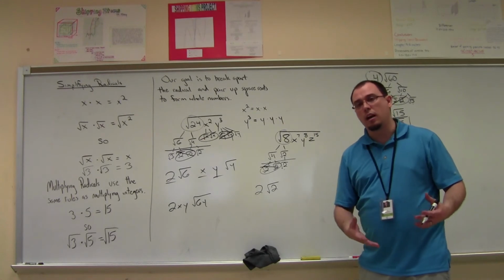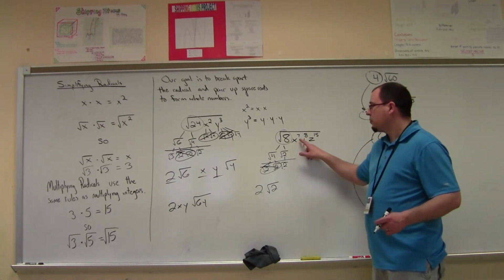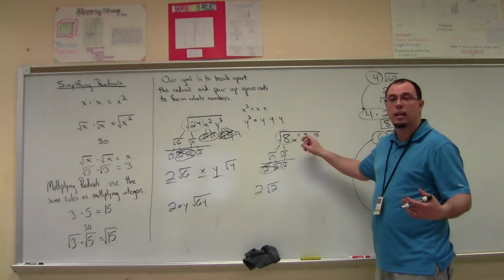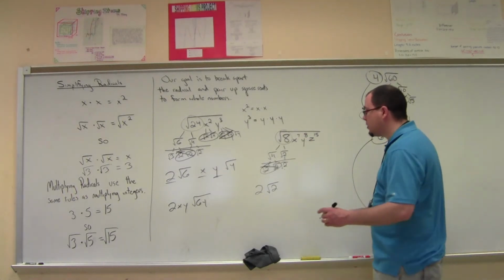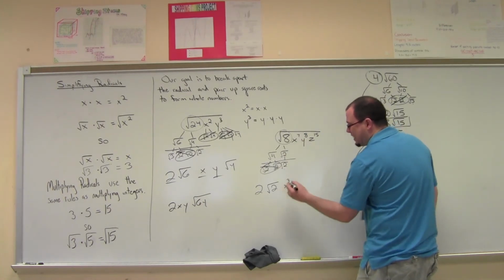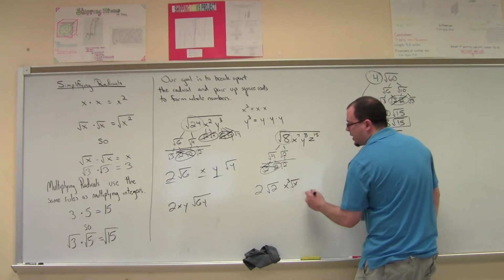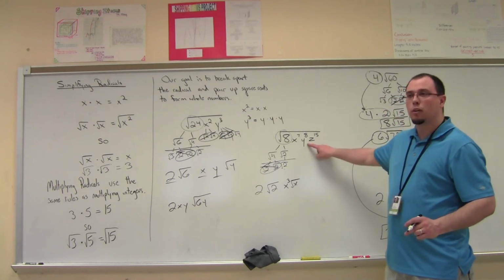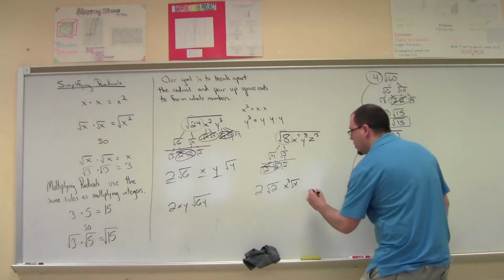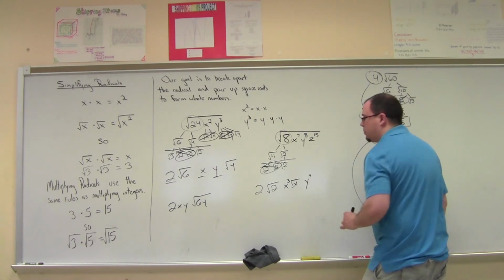Now we're going to focus on the variables. So what's 7 divided by 2? How many times can we fit 2 into 7? It's going to go in 3 whole times. So we're going to have an x to the 3rd, and we're going to have 1 x left over. So we're going to have the square root of x. Over here, y to the 8th. How many times does 2 go into 8? It goes in exactly 4 times. So we're going to get y to the 4th.